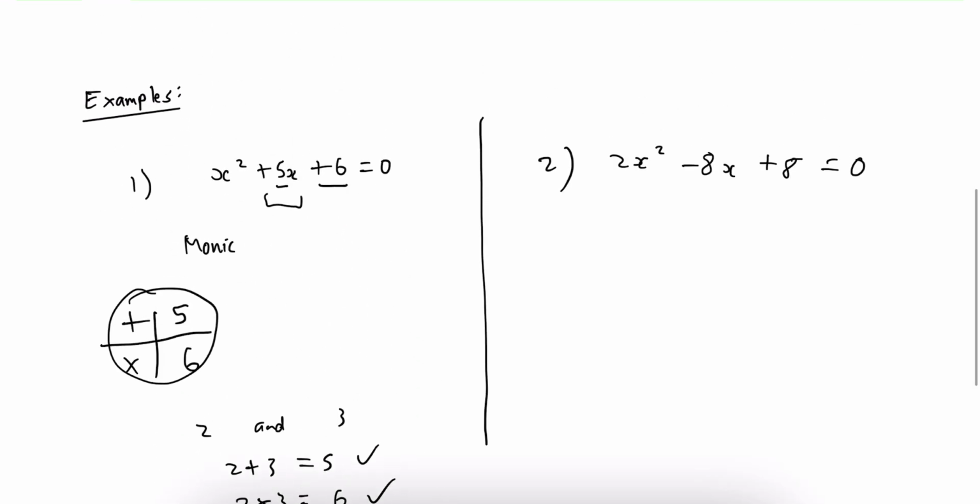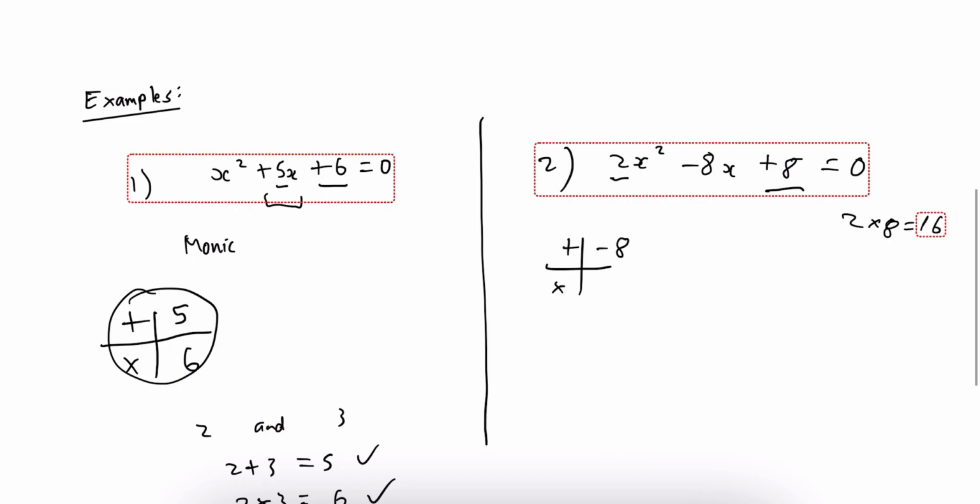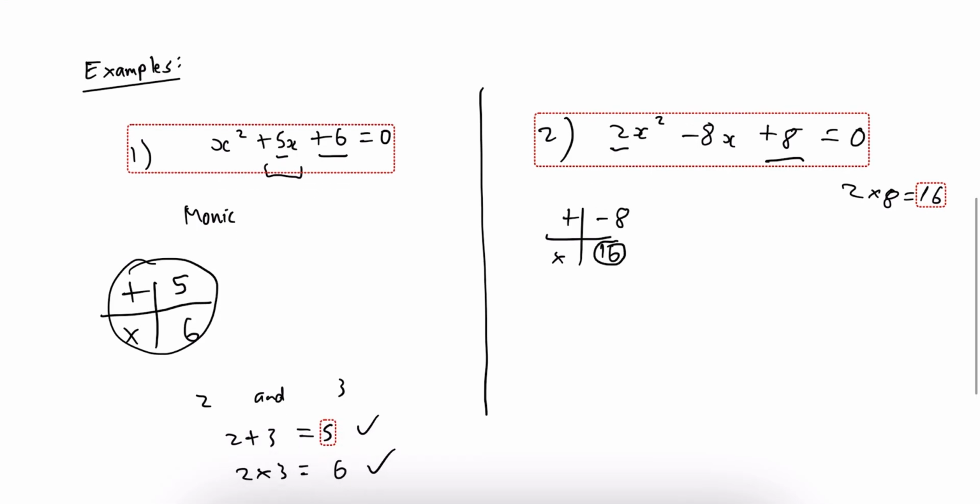Now if we look at a non-monic example, we need two numbers that add to give -8 and that multiply to give... The difference here is that the number that goes here is simply the product of this and this. So 2 times 8 equals 16. So we need two numbers that multiply to give, not 8, but 16 this time. Okay? So the only difference is this number here is simply the product of your a and c.